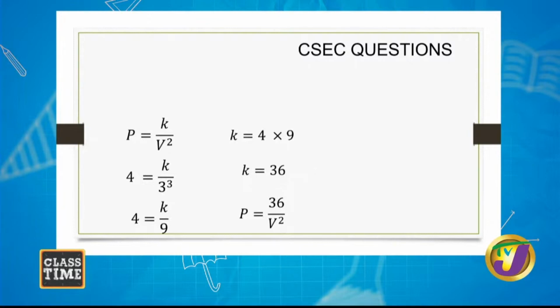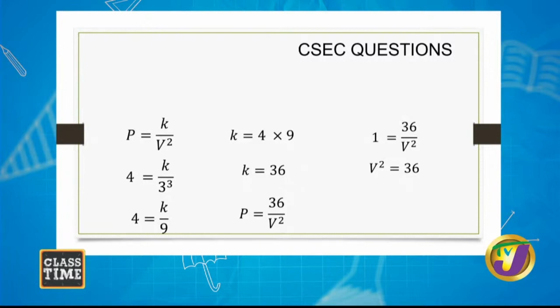But they gave us a value, didn't they? They did. They said that P was equal to 1. So we can do a quick substitution right here. When I substitute 1, 1 is equal to 36 divided by V squared. Therefore, if I multiply through by V squared, I know that V squared is equal to 36. How am I going to find V? Because they didn't ask me about V squared.